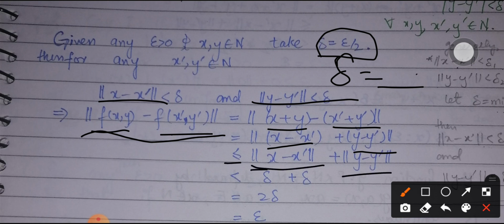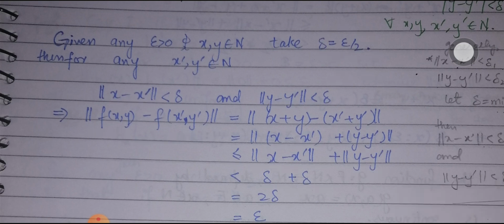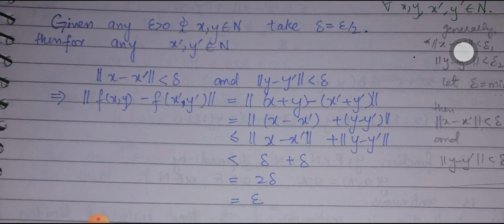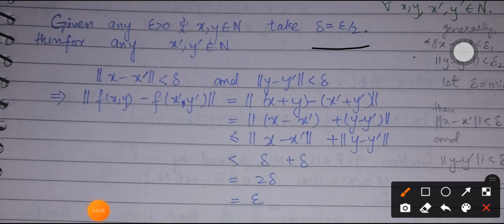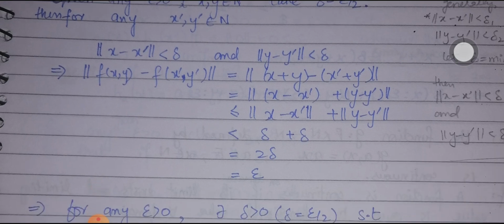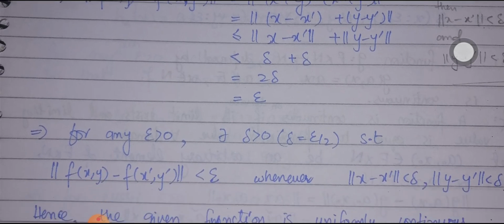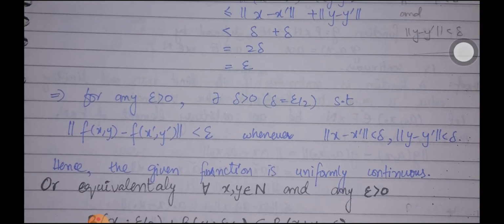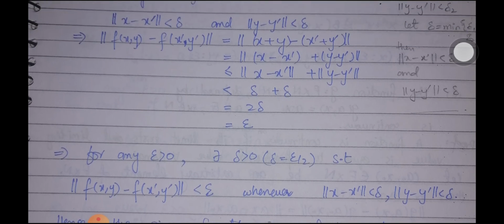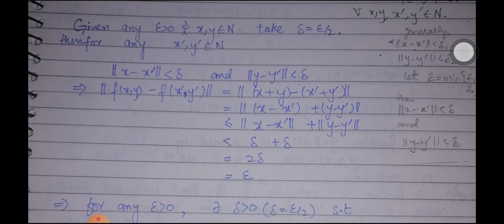Now this we have taken to be less than delta, and this one is also less than delta. So this term is less than delta plus delta, which is equal to 2 times delta. Now as we need to put epsilon over here, I am going to take delta to be epsilon by 2, so that the 2 and 2 cancel out and we get the required result. This is how we define delta in terms of epsilon. And this is the condition that we had to prove, and we have proved that the given function is uniformly continuous.